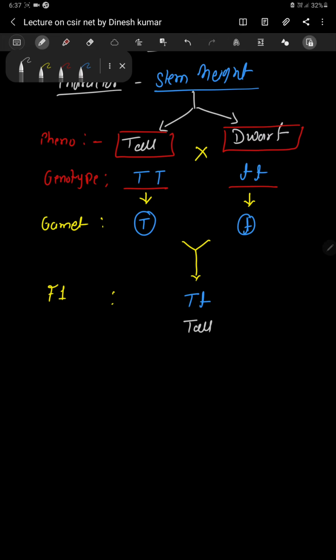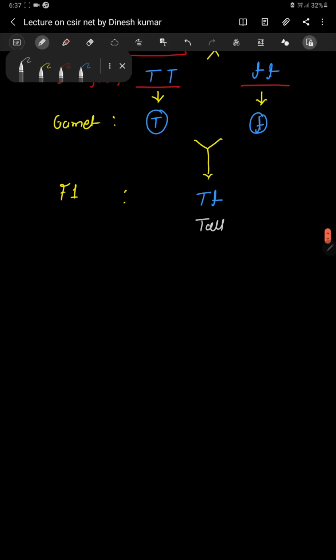Now after getting the F1 generation we are going to perform the F2 generation. Before that, first we are going to understand why there is a need to perform the F2 generation. Here we can see the F1 generation, where we get the tall plant. Now what about the recessive characteristic, the small t? What happens with the small t? We want to know that.